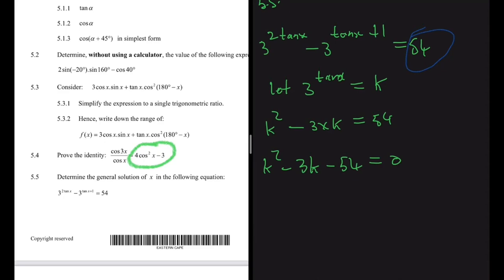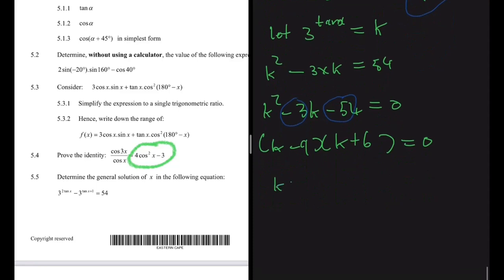Now we can factorize this. So we have k, k equals 0. The question I ask myself when I'm factorizing is, which two numbers do I multiply to get this value here, minus 54, and when I add them I get minus 3? Factors of 54 that I can do that with are 9 and 6, so minus 9 and 6. So k will be equal to 9, or k is equal to minus 6.